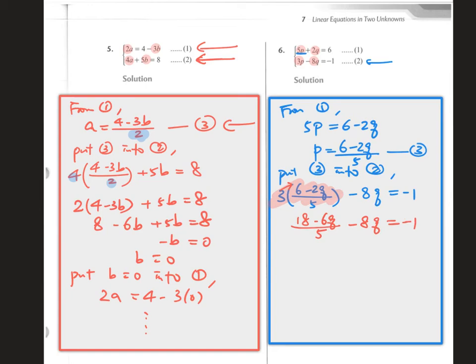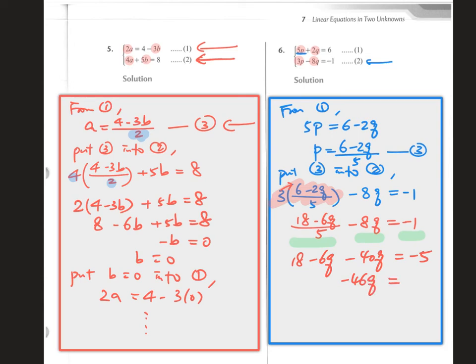And in order to deal with the denominator 5, let's see whether you remember a little trick I taught you, where you multiply 5 to each of the terms to cancel the denominator. So the first one is 18 minus 6q. The second one after multiplying by 5 is minus 40q, whereas on the right it is minus 5. So let's go on. It goes to minus 46q. You can check it in the calculator.